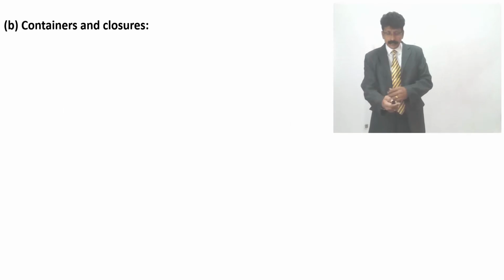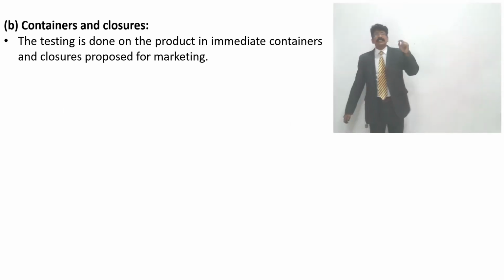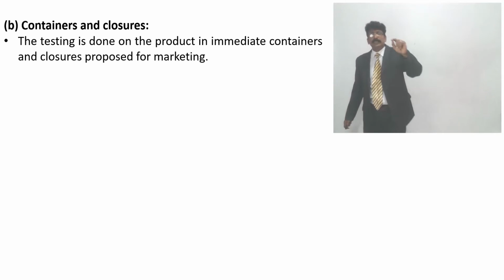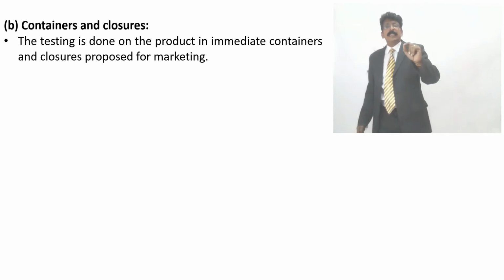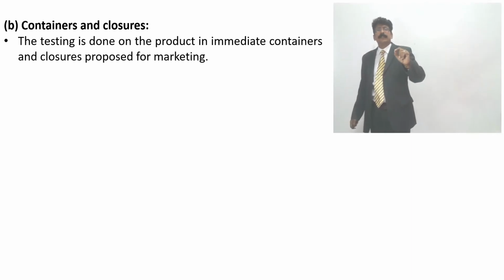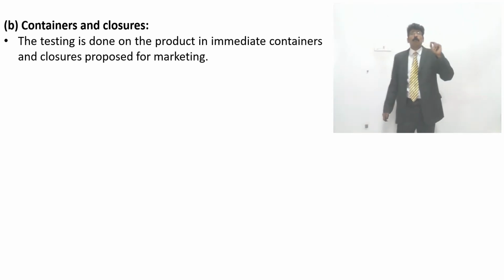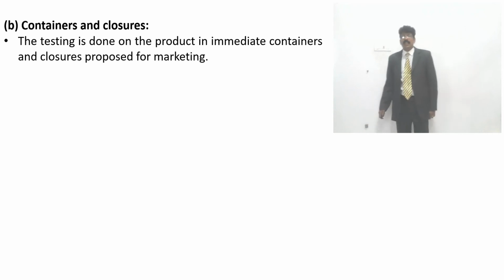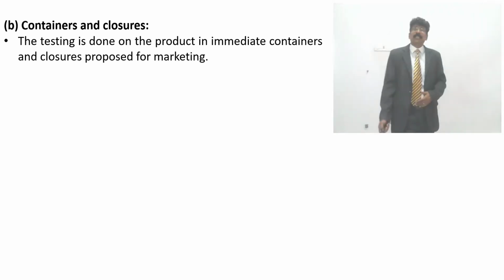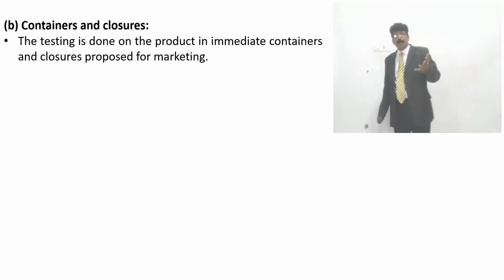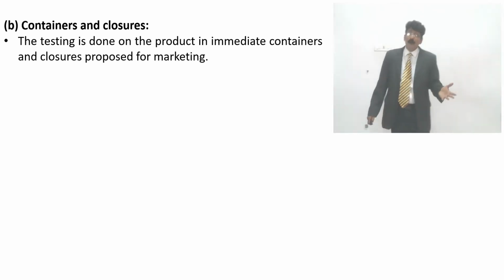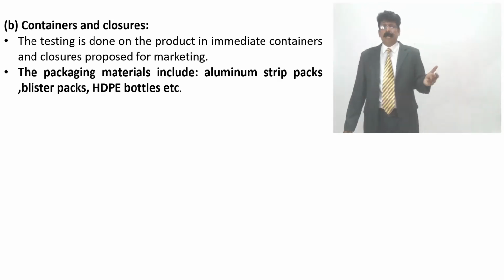Containers and closures. The test is done on the product in immediate containers and closures proposed for marketing. Containers may be proposed, there may be plastic containers, metal containers, tablet blister packing, aluminium packing, bottle packing. So everything should be tested.